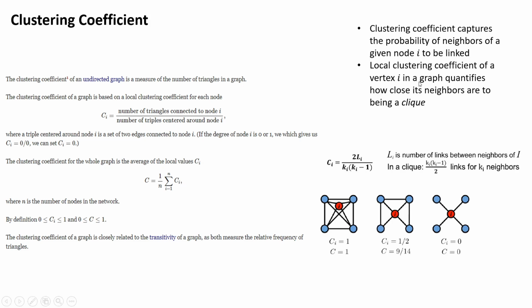A few points. Clustering coefficient captures the probability of the neighbors of a given node I to be linked to each other. As I talked about, A linked to B, A linked to C, how much is the probability that B is linked to C? So clustering coefficient somewhat measures that probability. And the local clustering coefficient of a vertex I in a graph quantifies how close its neighbors are to being a clique. That is the smallest triangle. Also, the clustering coefficient of a graph is closely related to the transitivity of the graph, as both measure the relative frequency of triangles.